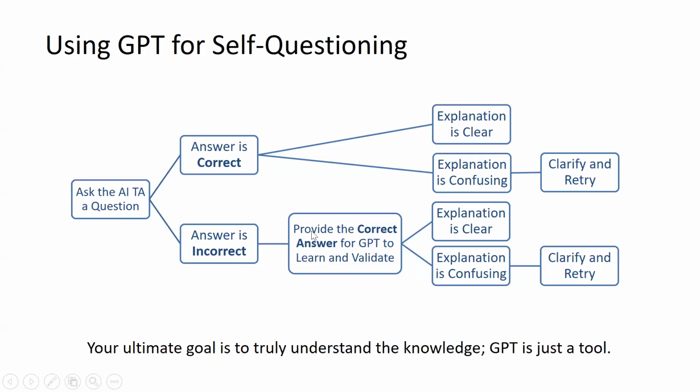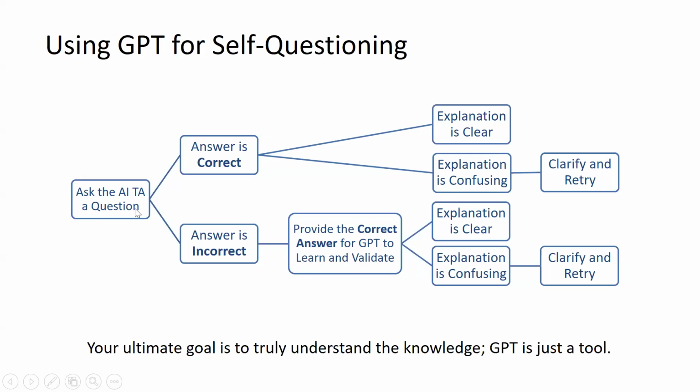And then I will teach you guys how to train it. You have to provide the correct answer, and then you have to make sure GPT will learn the correct answer. And then you ask for an explanation. Once you make sure GPT is correct, you ask GPT, tell me, how can I understand the question? If the explanation is confusing, you can do that again. So this is the flow for the whole project students need to do to create a new AI TA.